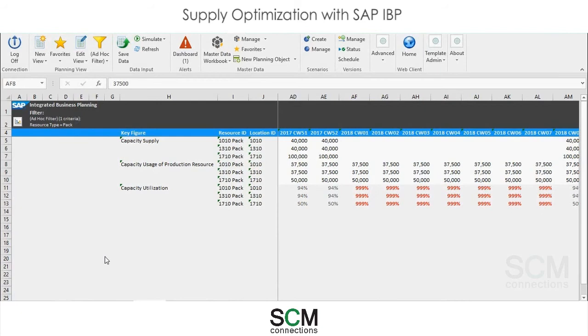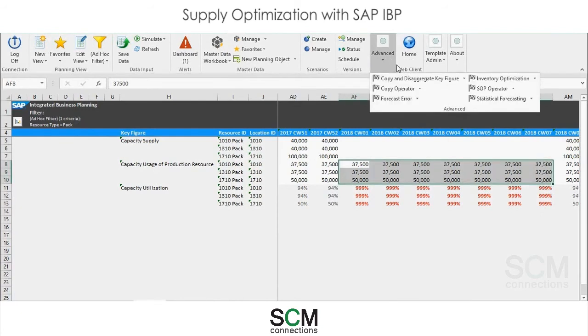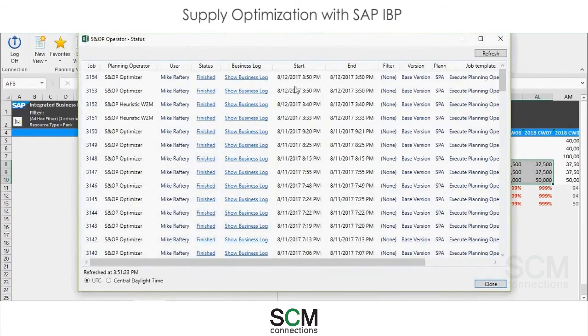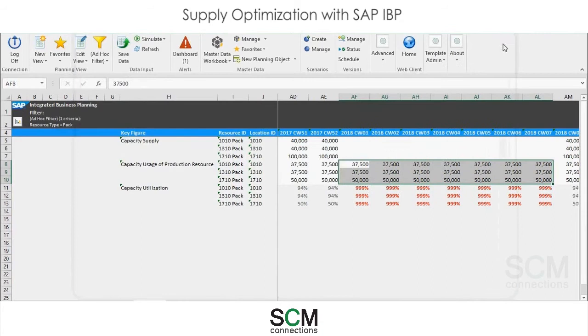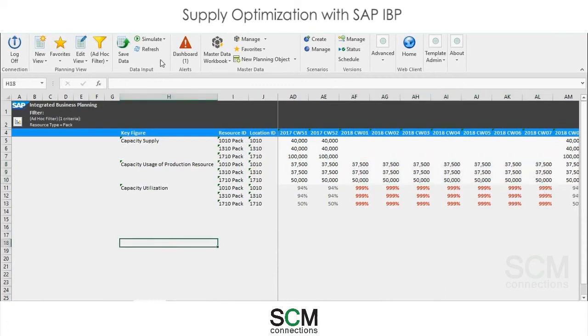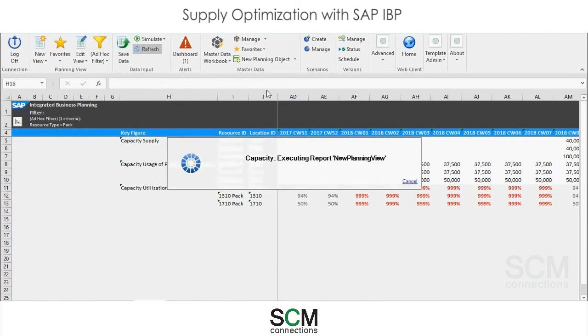Alright, so we've run our optimizer. You have my status log here showing that it's finished. Yay. No errors. And so let's see what it did. We'll work our way back here from capacity. Now if you look, we had a downtime here which gave us some capacity problems. I'm going to refresh after the optimizer run, and look at that.